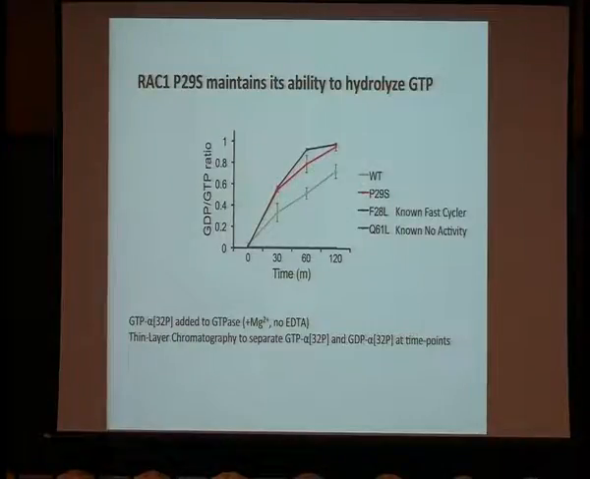The wild type proline 29 and phenylalanine 28 have an ability to hydrolyze GTP. Interestingly, P29 and F28 maybe have a little bit faster ability to hydrolyze GTP than wild type. Probably this is not physiologically important, because when you add a GTPase activating protein, a GAP, this rate increases very dramatically.